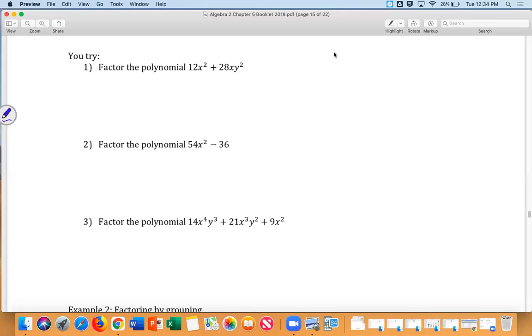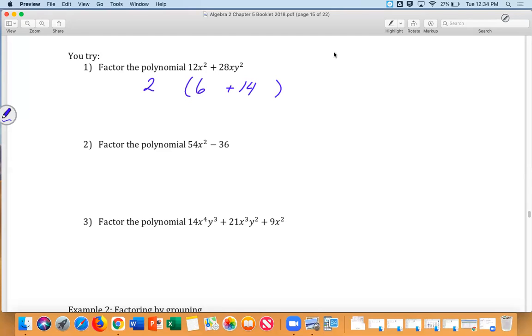I'll let you guys work again. First thing I'm going to break it down to is the numbers 12 and 28. A lot of you guys saw 2 first, so I'll start out with 2. So I'm thinking 12 divided by 2 is 6. 28 divided by 2 is 14.